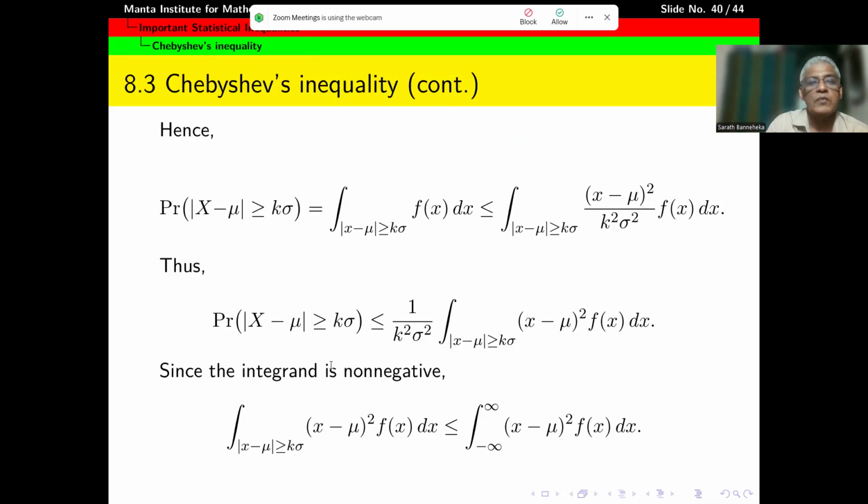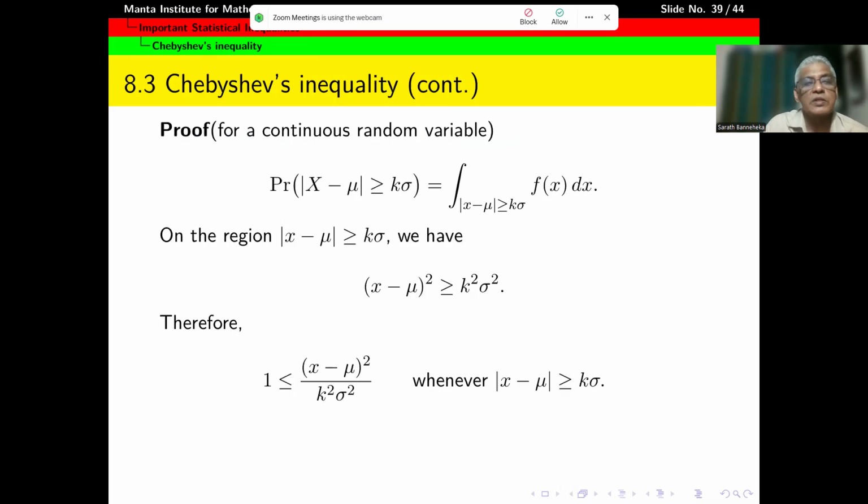Okay, so let's try to prove this theorem. I'm going to consider here the proof for the continuous random variable. You can consider the same idea for a discrete random variable. In that case, instead of these integrations, there will be summations.